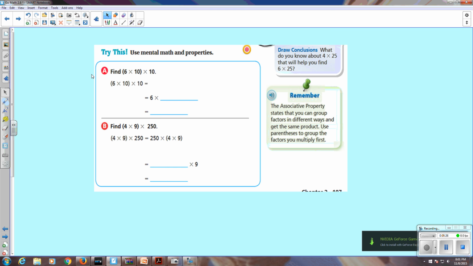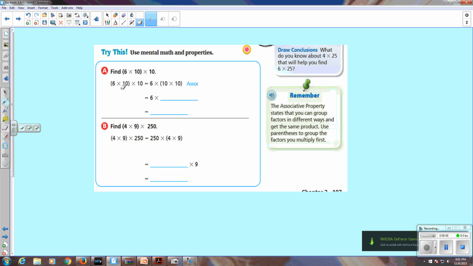Now we're going to look at the associative property and how that helps us solve it. Remember, the associative property is when you have 3 factors, and the way they are grouped may be a little tough for you, so you switch the grouping. Here, they want me to find 6 groups of 10, and whatever that answer is, times 10. Well, 6 groups of 10 is kind of easier for me. But you know what's even easier? 10 groups of 10.